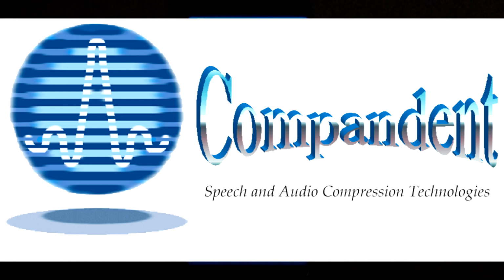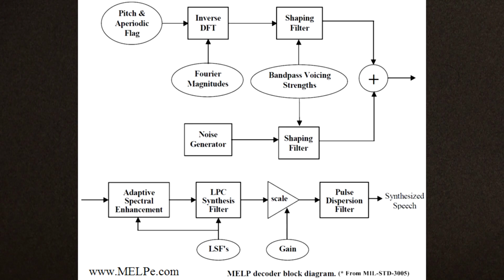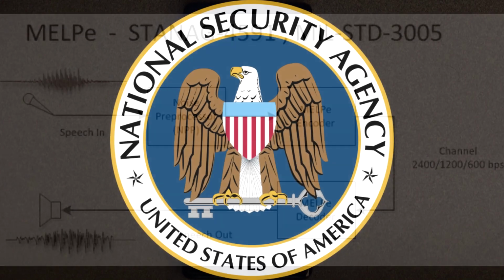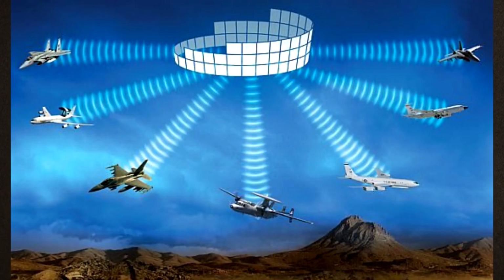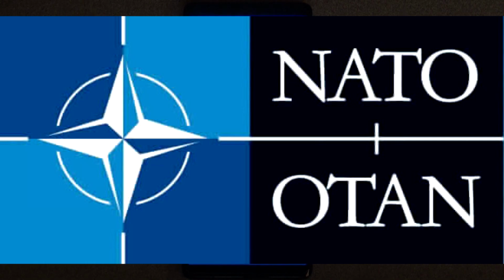In this video, I am going to demonstrate how to use the Compandent MELPe Vocoder mobile application. Enhanced Mixed Excitation Linear Predictive Coding, known as MELPe, is the United States Department of Defense speech coding standard, used mainly in military applications and satellite communications, secure voice, and secure radio devices. Its NATO standard is known as STANAG-4591.